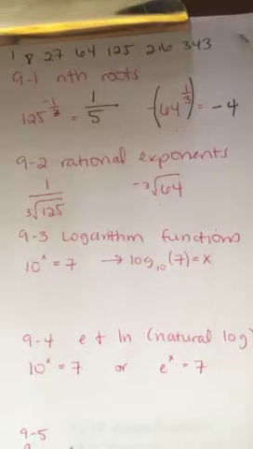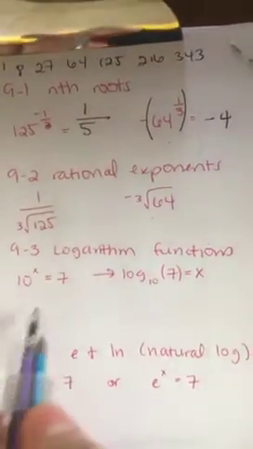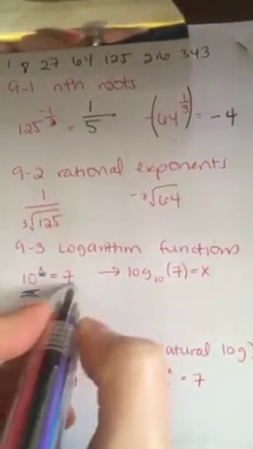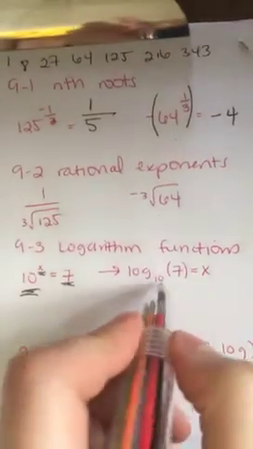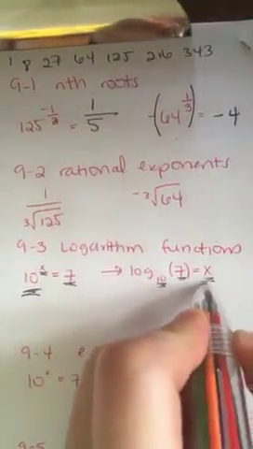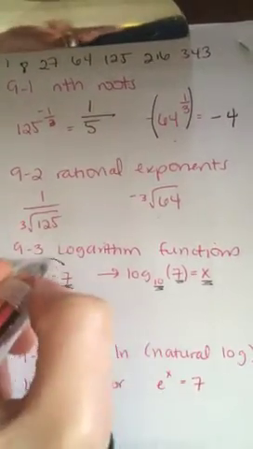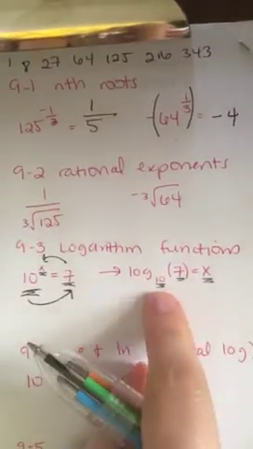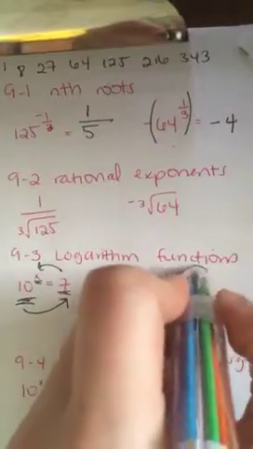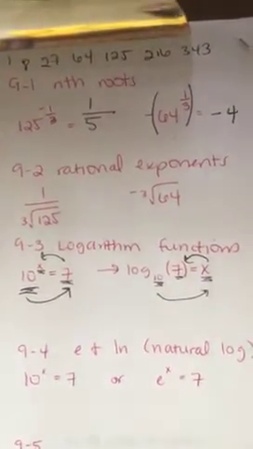9.3 is logarithm functions. The main difference between this one and 9.5, 9.6 is that they're using this as your base, x is your exponent, 7 is your answer. So 10 is your base, 7 is the argument, x is your exponent at the end. So I would do base 10 of 7 is x. That's how I do 10, 7, x. To go back the other way, I would do 10 to the x is 7. So using arrows helps me a lot, so I hope it helps you.